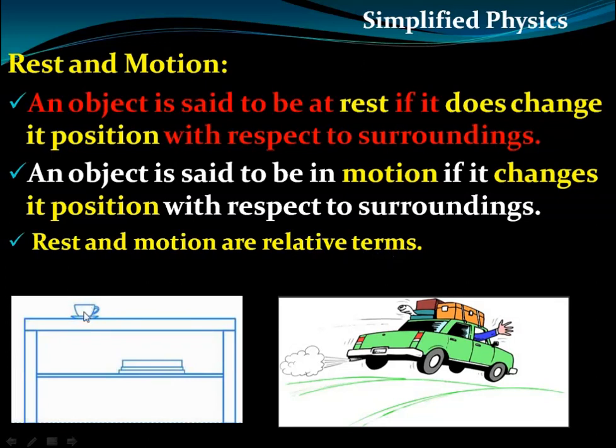Similarly, a cup on the table appears at rest with respect to the earth. Suppose some person is looking from space at the earth. As the earth is moving around the sun, the cup appears to be in motion with respect to a person in space. So these two terms are simply relative terms.